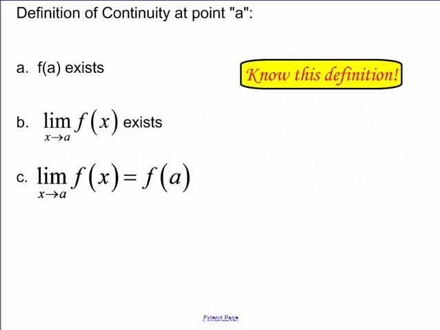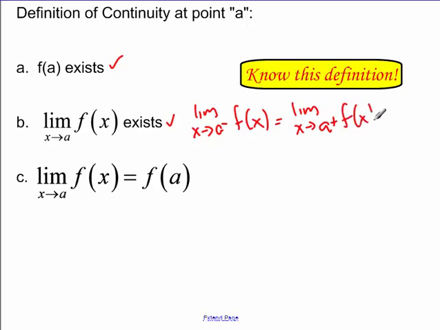So this definition, and I want you to know this definition: the function value exists. And then the limit also exists from the left and right. A lot of times you're going to have to be showing the limit from the left is equal to the limit from the right, and then the limit equals the function value.